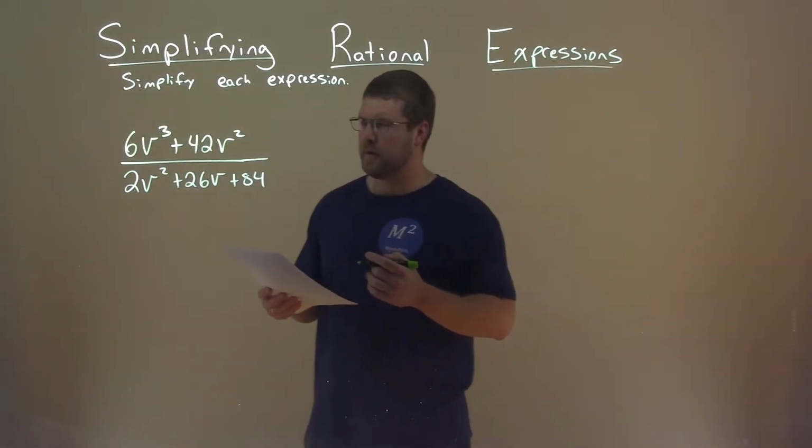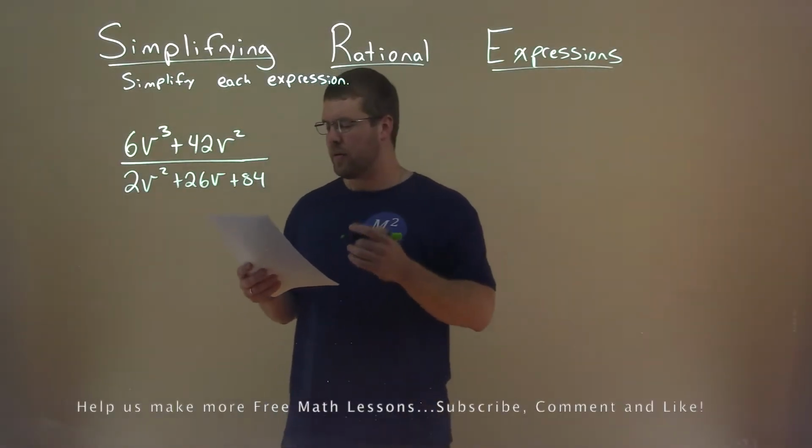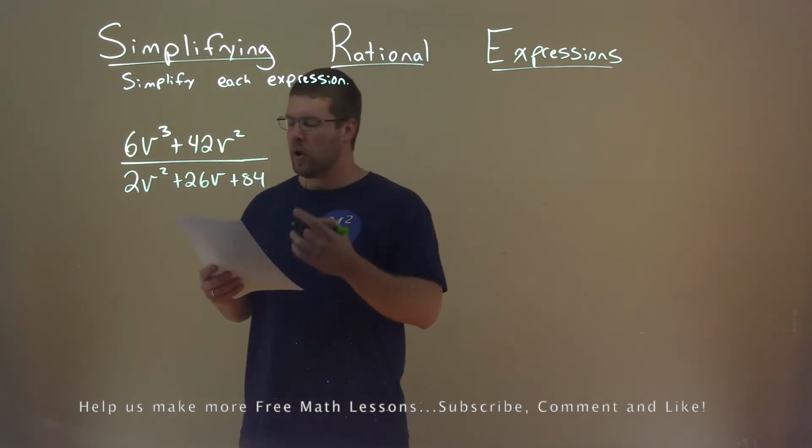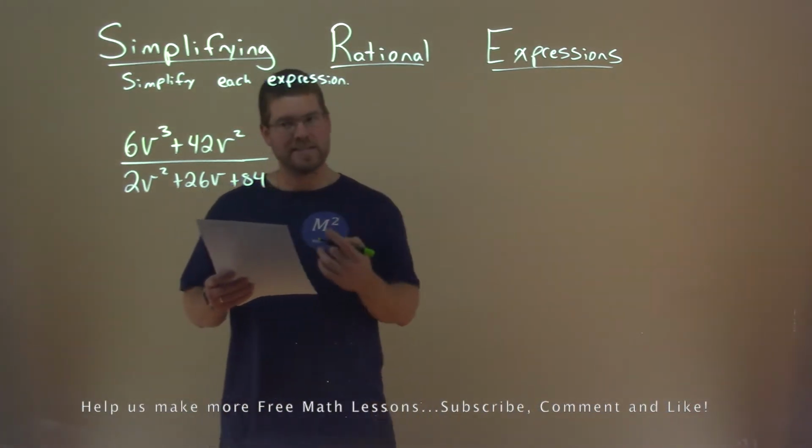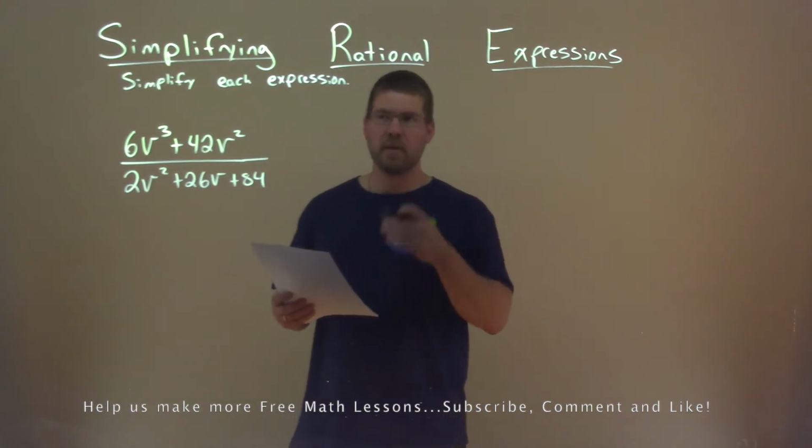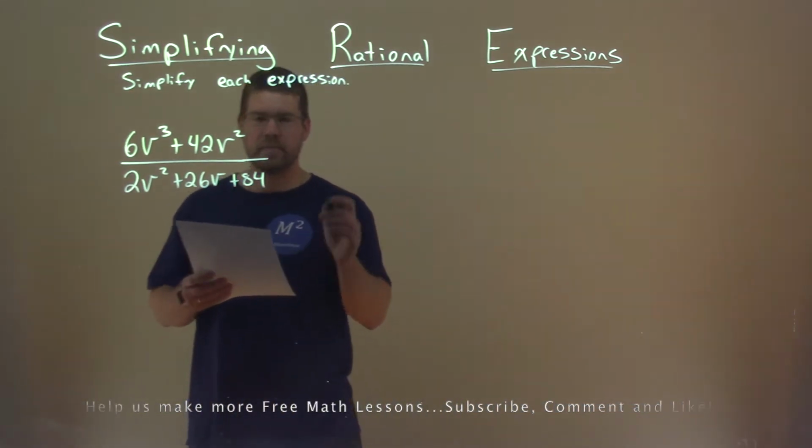We're given this problem right here, 6v to the third power plus 42v squared over 2v squared plus 26v plus 84, and we want to simplify this expression.